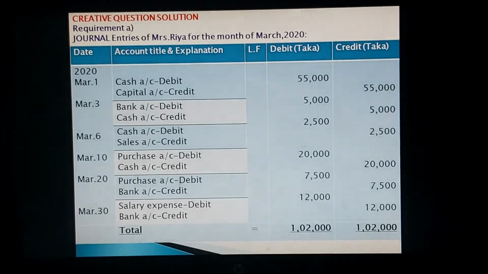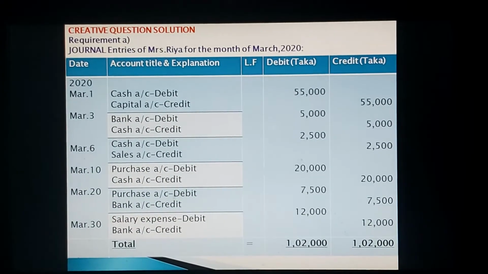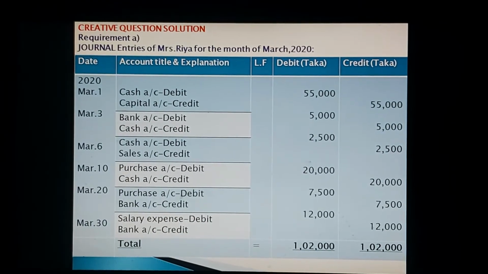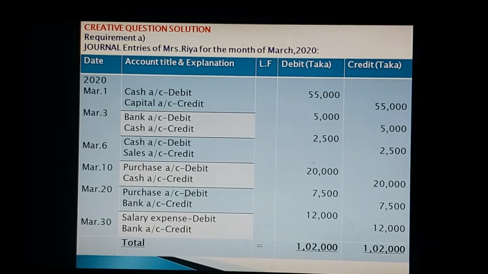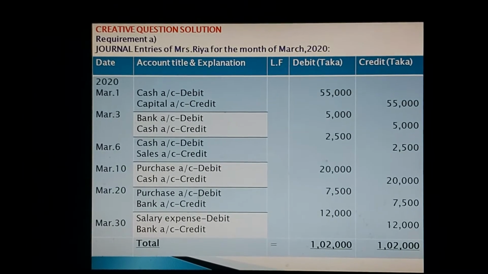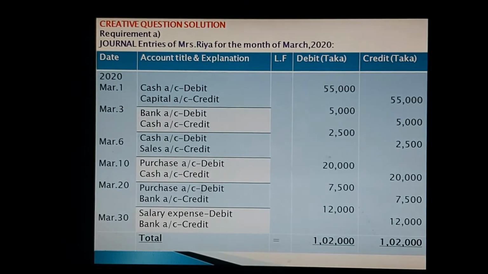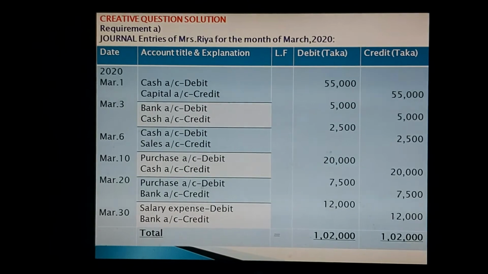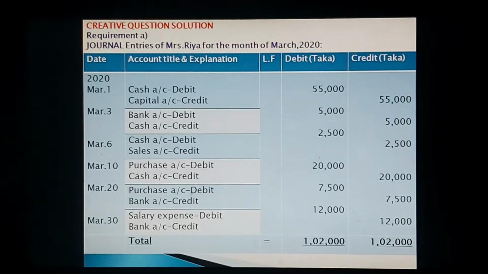Cash related journal entries: March 1, March 3, March 6, March 10. On March 1 and March 6, cash is debited, and on March 3 and March 10, cash is credited. So the transactions related to debit in cash, you have to put in the debit side, and the transactions related to cash in credit, you have to put in the credit side of the cash account.